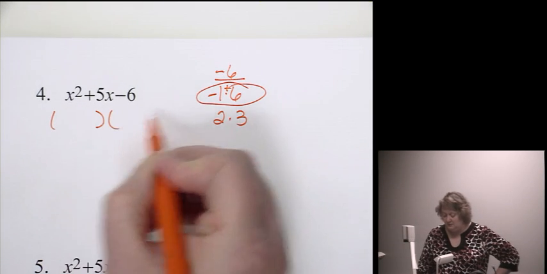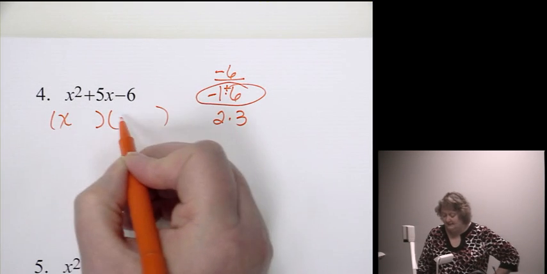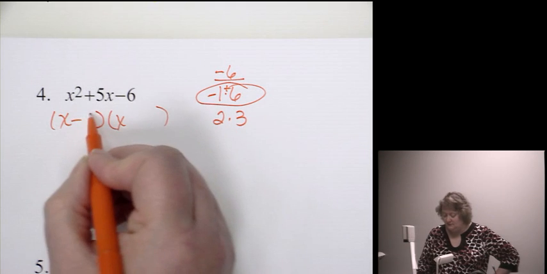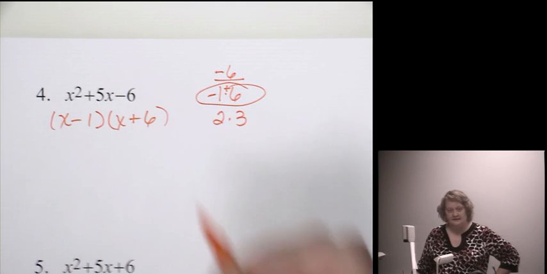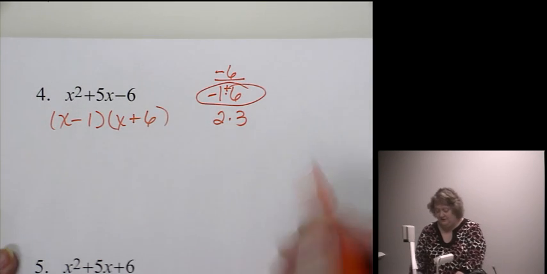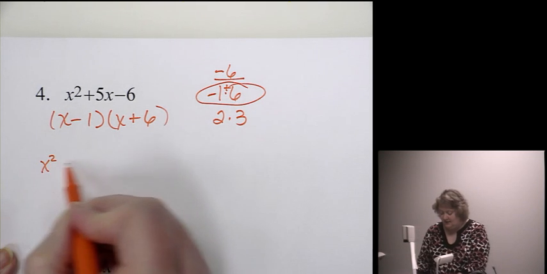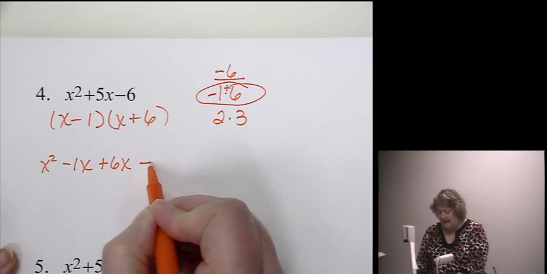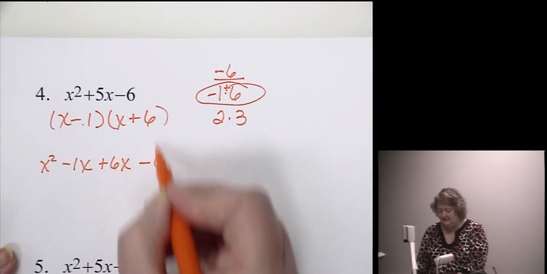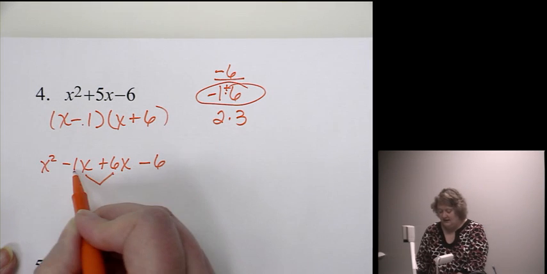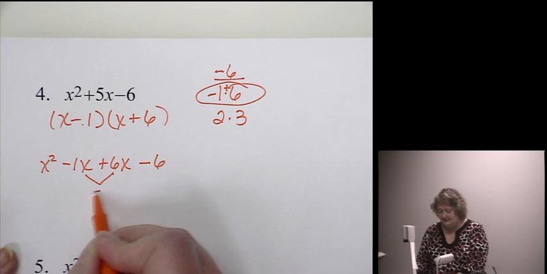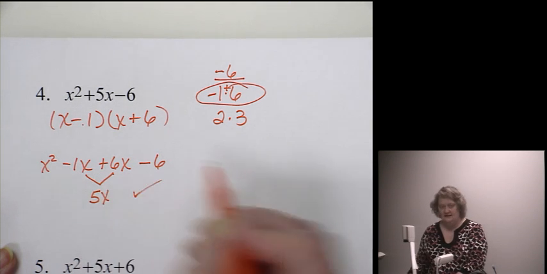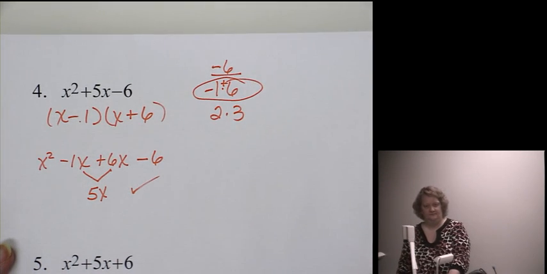So we draw our 2 parentheses, put our x's in the front, we get a minus 1 and a positive 6. And if we check it, we get x squared minus 1x plus 6x minus 6. Negative 1 times 6 is negative 6. Negative 1x plus 6x gives me 5x, and there it checks.